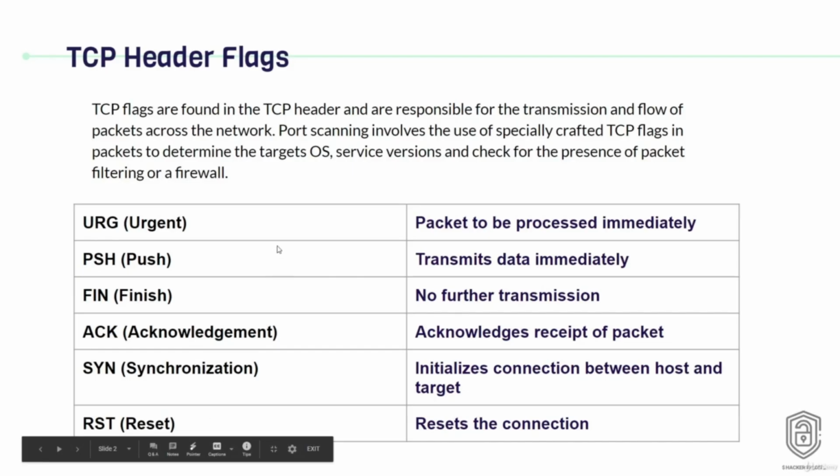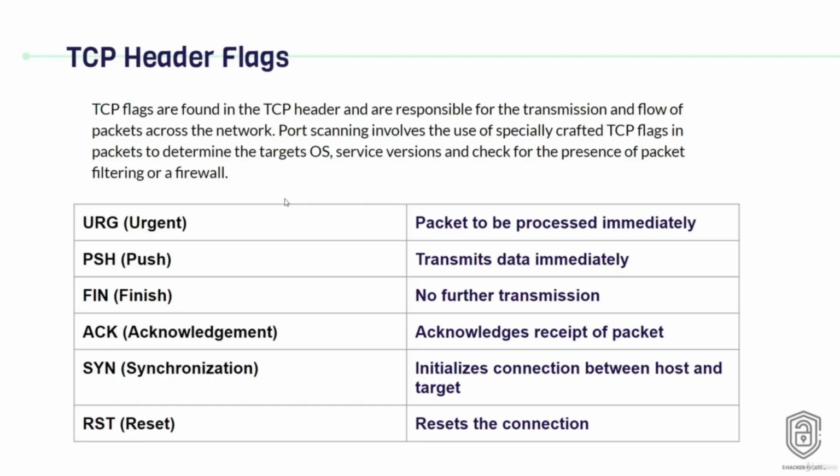So with Nmap, when conducting various types of scans, Nmap will use all of these TCP header flags. This will be sent to the target, and then based on the response Nmap gets, it's able to come to a conclusion. Let's start off with the first TCP header flag, which is the URG, or the urgent flag, and this essentially tells the recipient that the packet needs to be processed immediately. We then have the PSH, or push flag, which again transmits the data immediately. You then have the FIN, or the finish flag, which essentially closes or completes a connection.